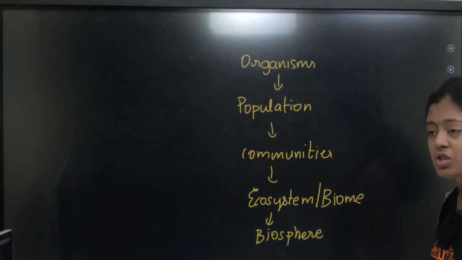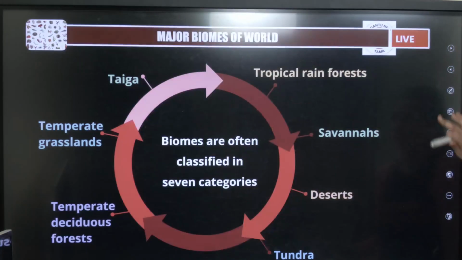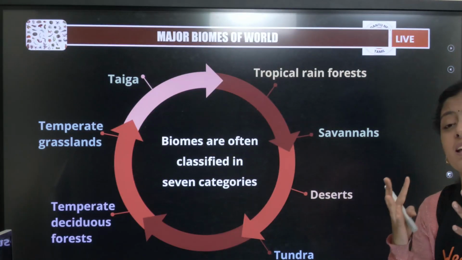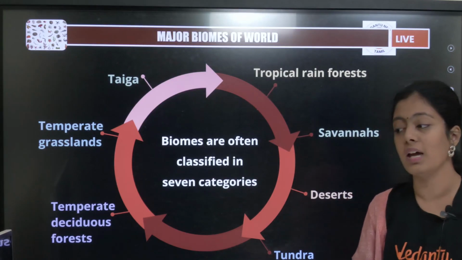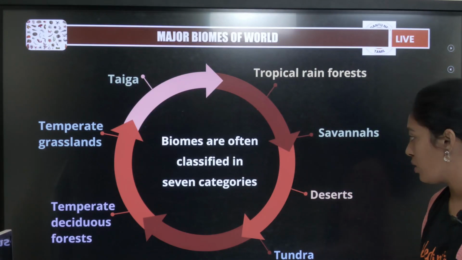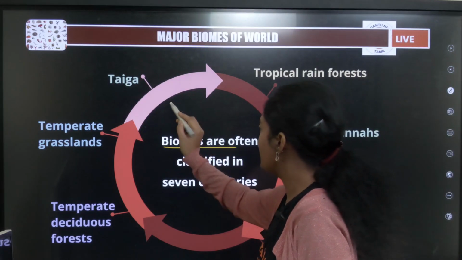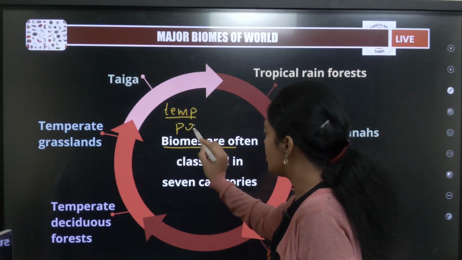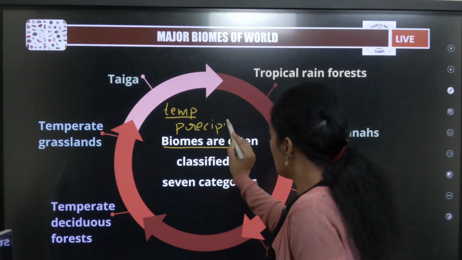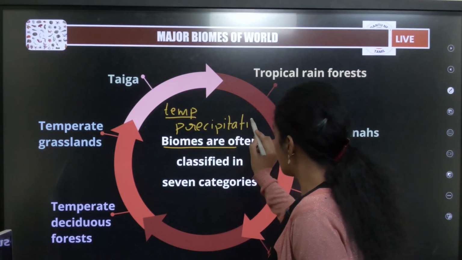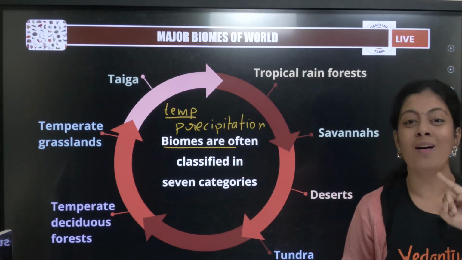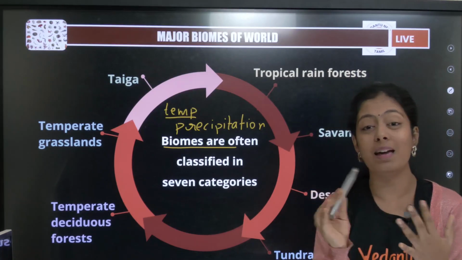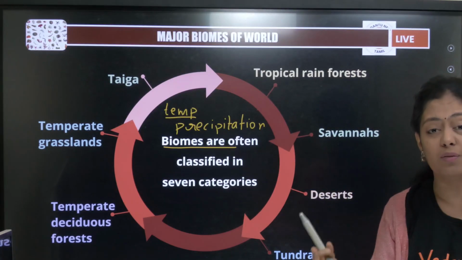Okay, this is a flow chart that you guys should understand. There are different kinds of biomes in our world based on two things. Biomes are classified based on their temperature and precipitation. What is this precipitation, pasangla? It could be either rainfall or snowfall. So it is based on these two that I classify the biomes.